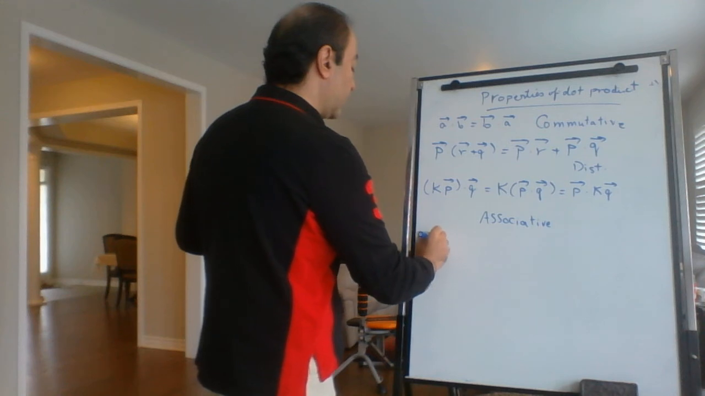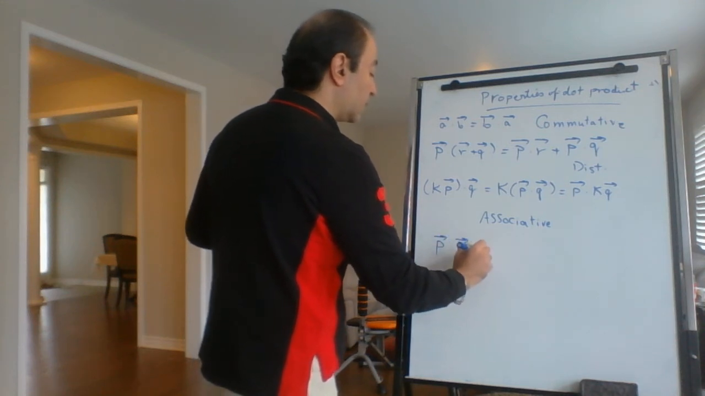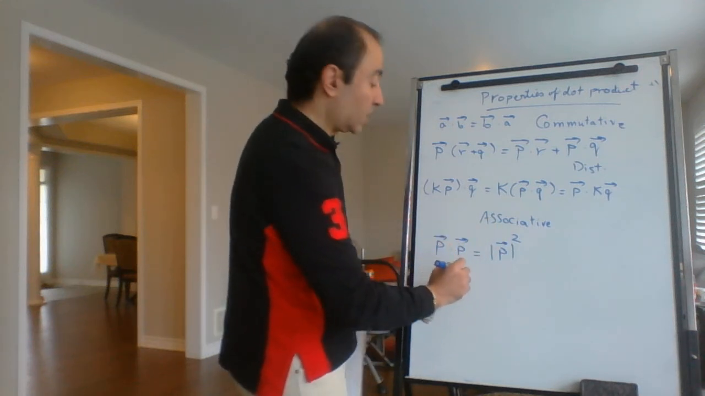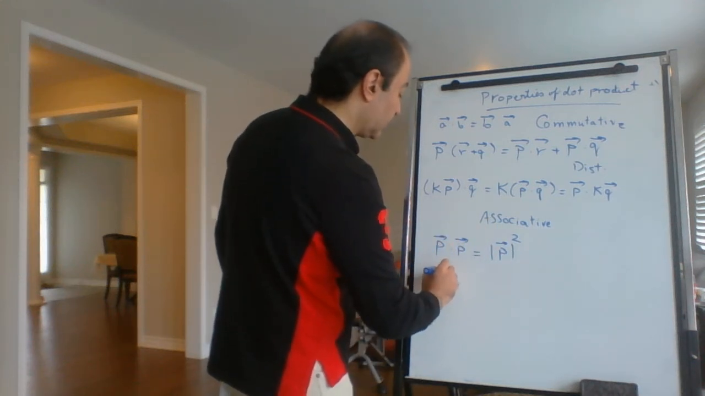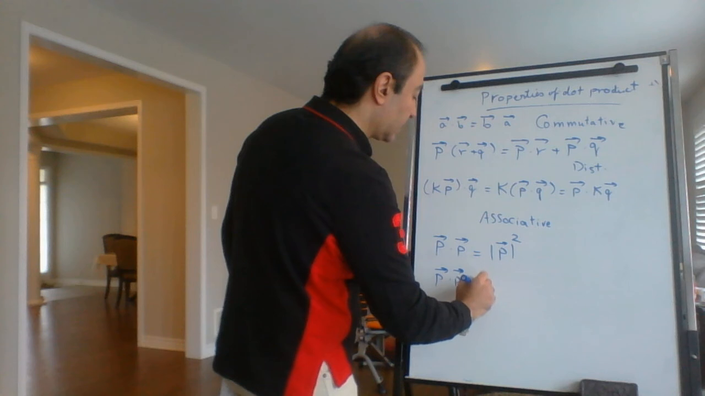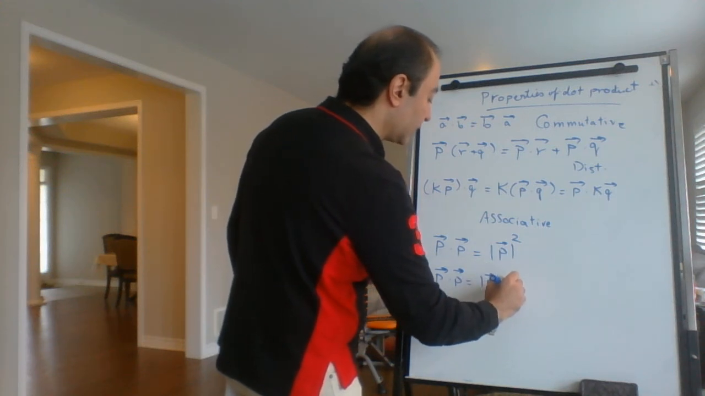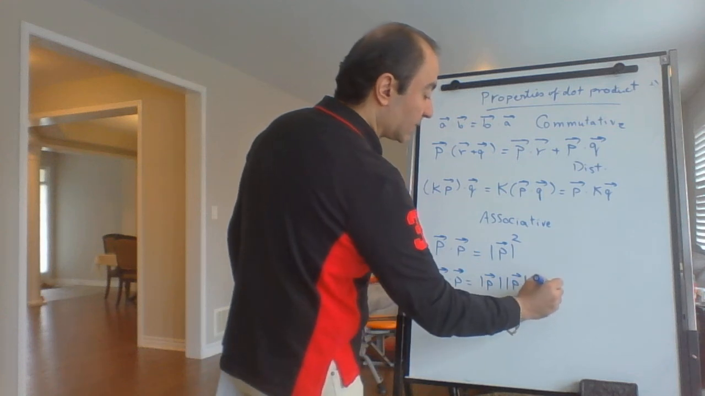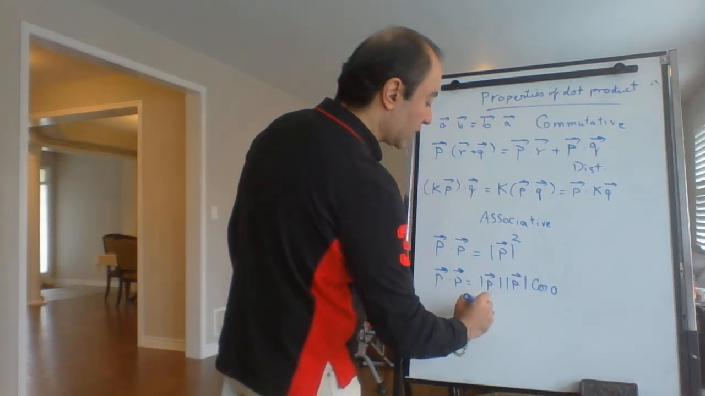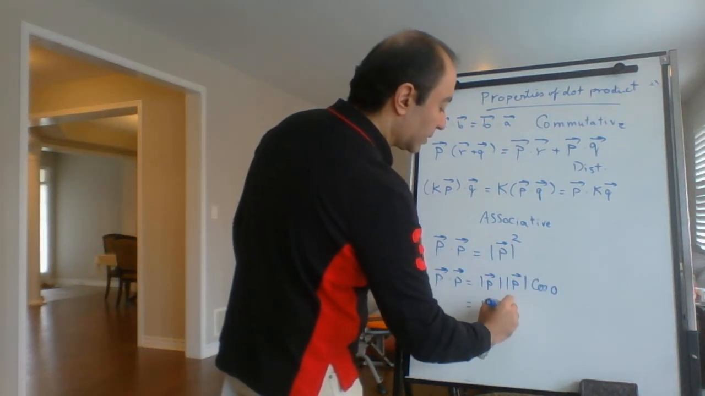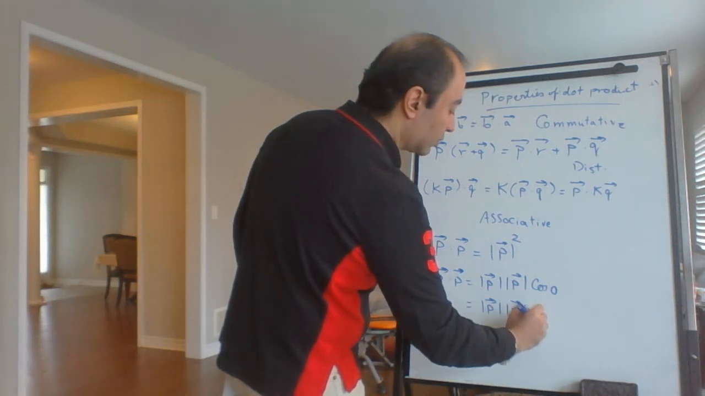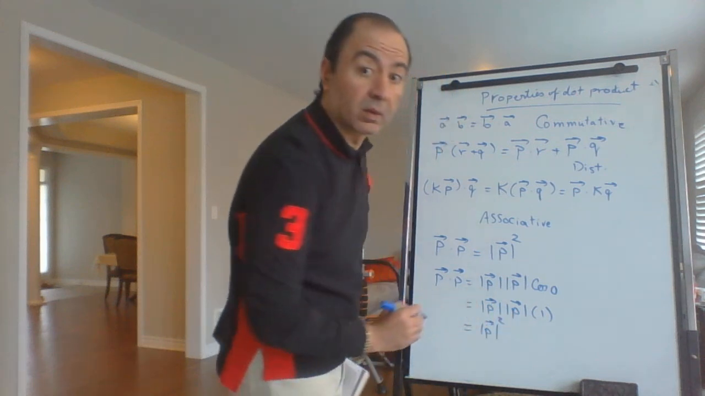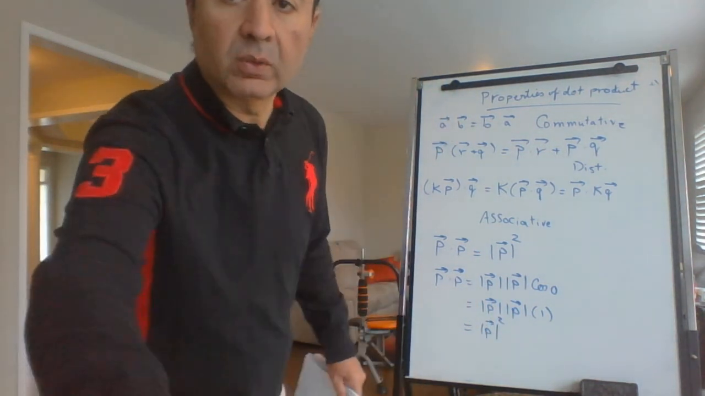Another thing, if I have P dot P, this will be the magnitude of P squared. Why? Because P dot P equals the magnitude of P times the magnitude of P times cosine of the angle between them, and the angle between the same vector is 0, and cosine of 0 is 1, as all of us know. So that will be the magnitude of P squared. Okay, I am done, and we'll continue in the next lecture.